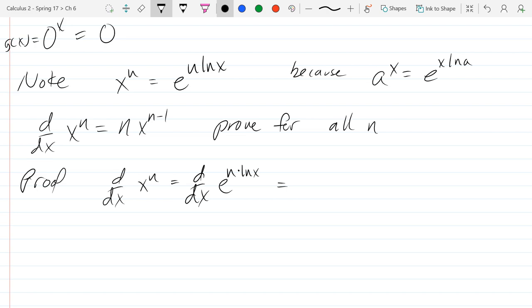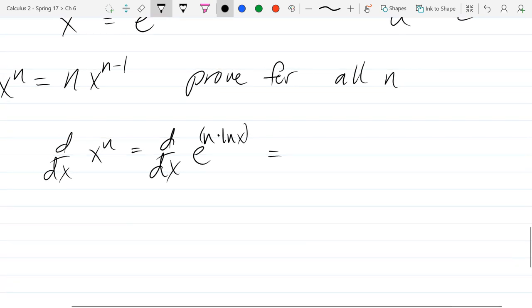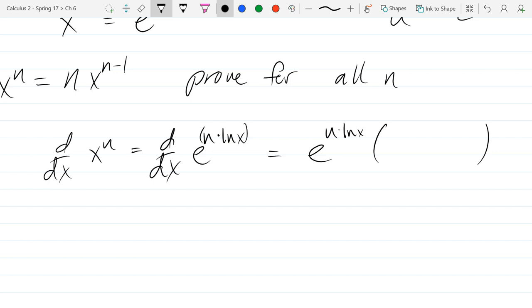How do I go about taking this derivative? What rule do I really need? I need to know the e to the x derivative. What else do I need? So it's e to the n ln x. The e to the x derivative is e to the x, so I just copy it over. What else do I have? Times the derivative of n ln x. So chain rule, times derivative of n ln x.